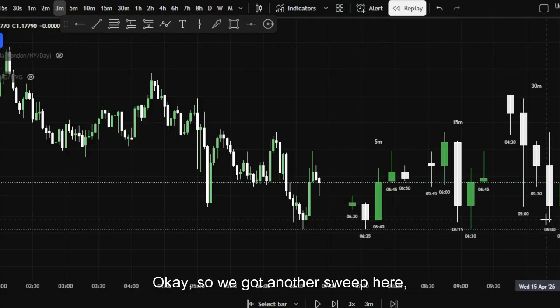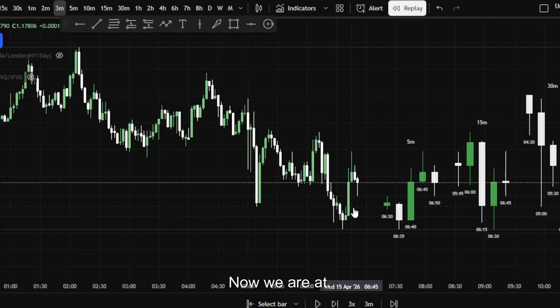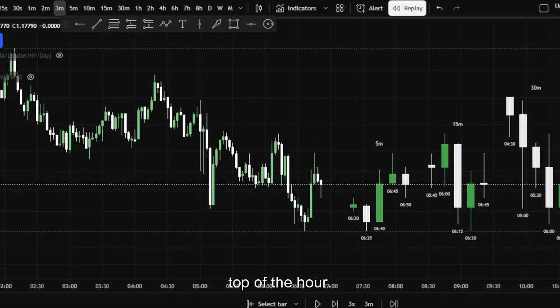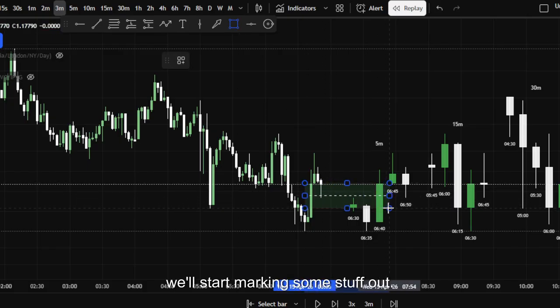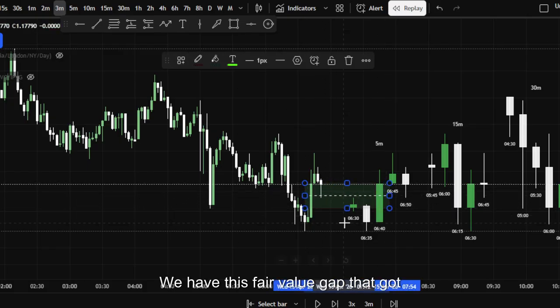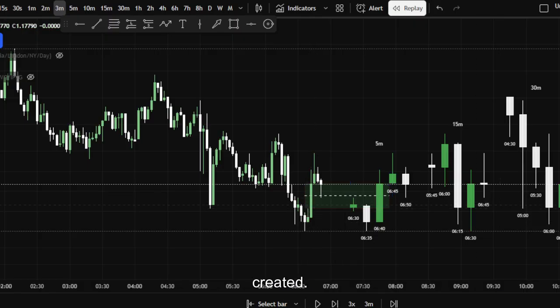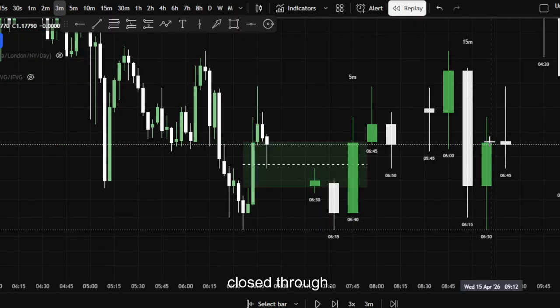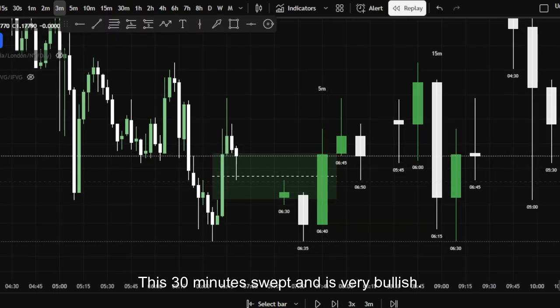Okay, so we got another sweep here. Now we are at 6:51, so 9 minutes until 7 a.m., top of the hour. If you look, we'll start marking some stuff out. We have this fair value gap that got created. Technically, we got some sweeps. The 15-minute swept, closed through. This 30-minute swept and is very bullish.